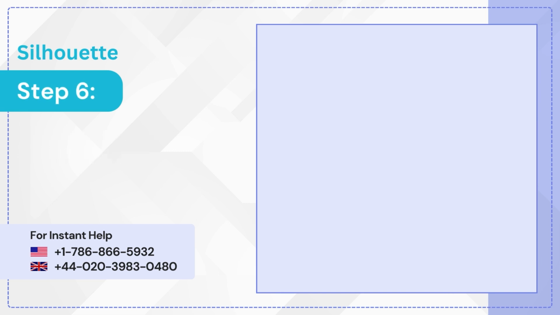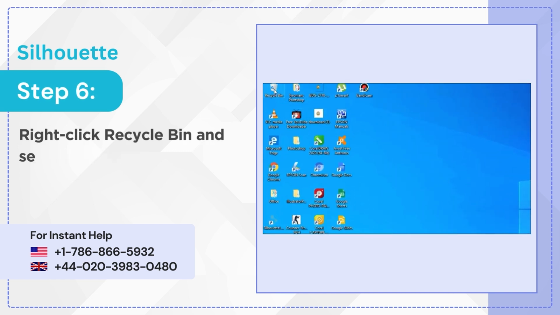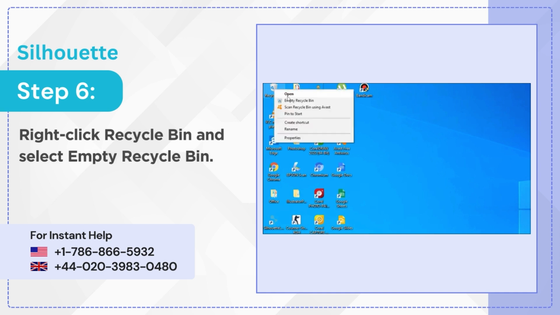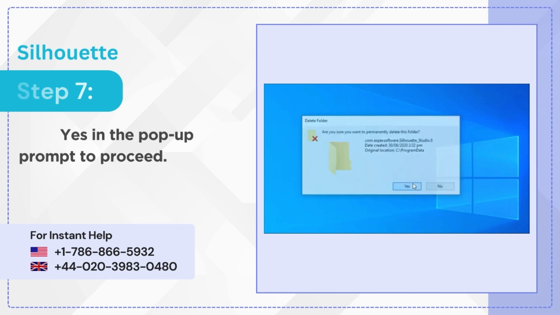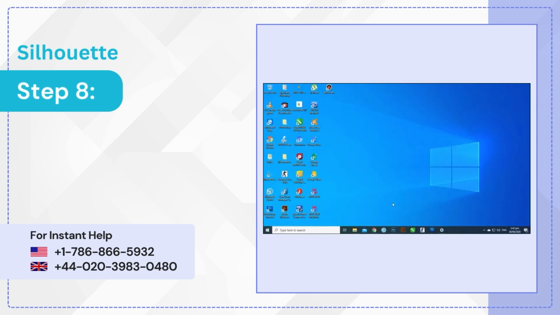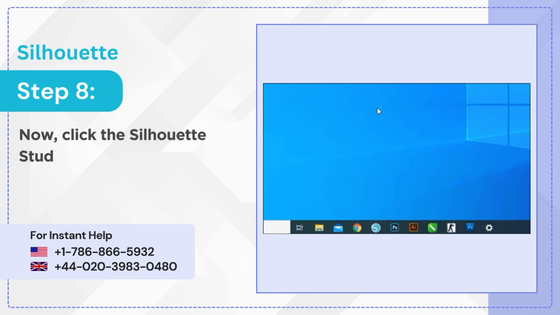Step 6. Right-click Recycle Bin and select Empty Recycle Bin. Step 7. Click Yes in the pop-up prompt to proceed. Step 8. Now click the Silhouette Studio icon to open.